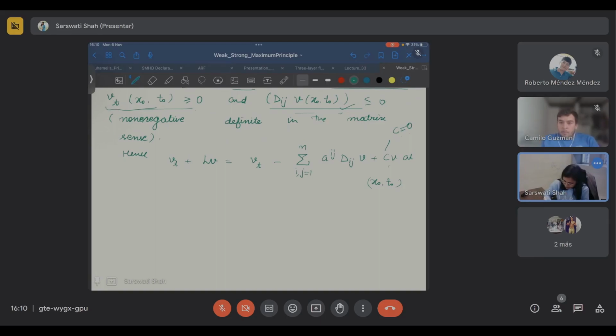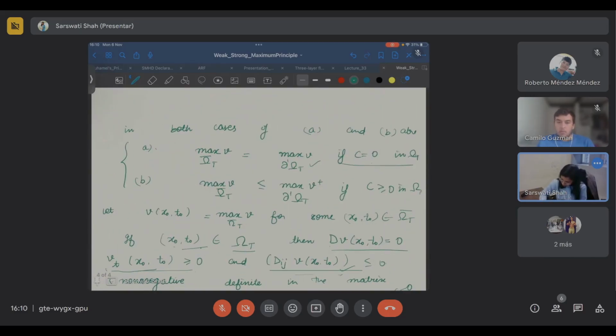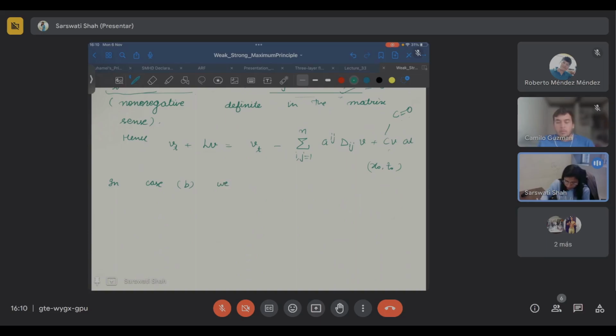Now, in case B, we assume V(x naught, t naught) is equal to the maximum of V, which is greater than 0, on omega T bar.